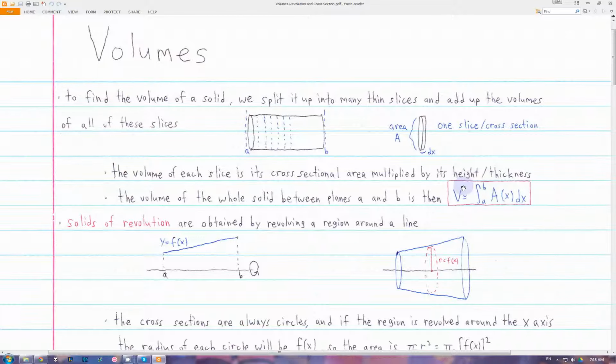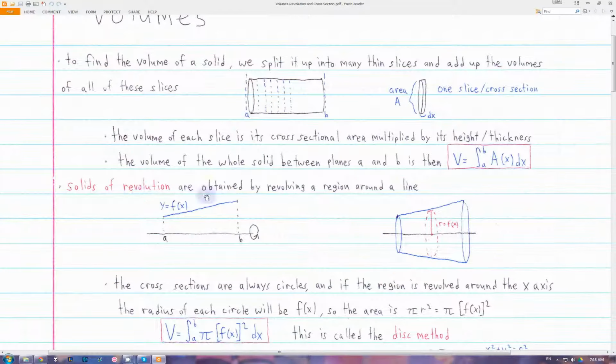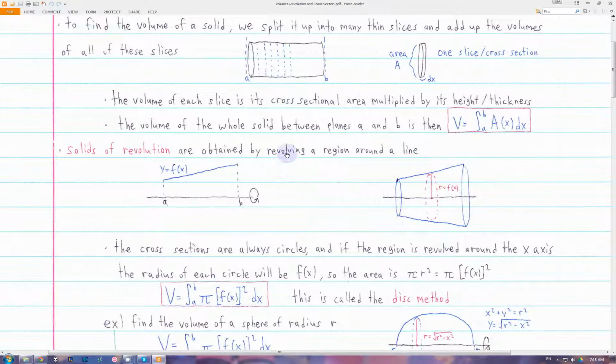So the easiest solids to find the volumes of are solids of revolution, which is when you take a region. Here we have the area underneath this curve f of x, and we revolve it around a line. So you turn it, and the line is usually the x or y axis, but it can be any line. So you take this region and you turn it around the axis, and it makes a solid.